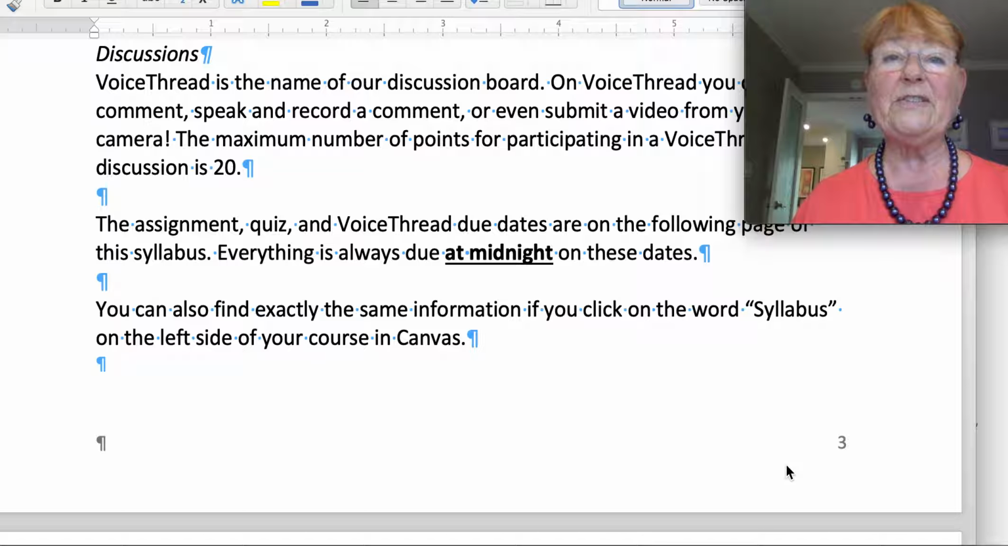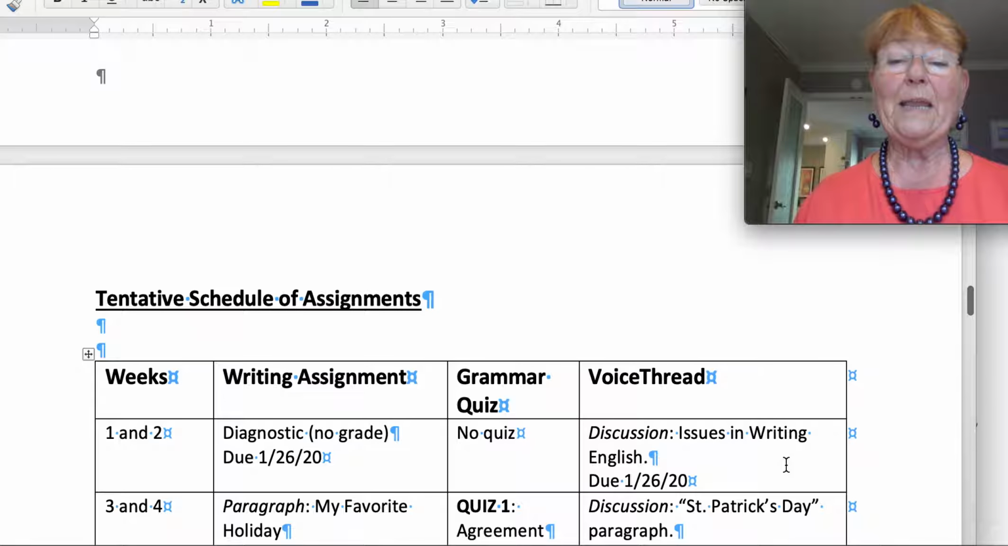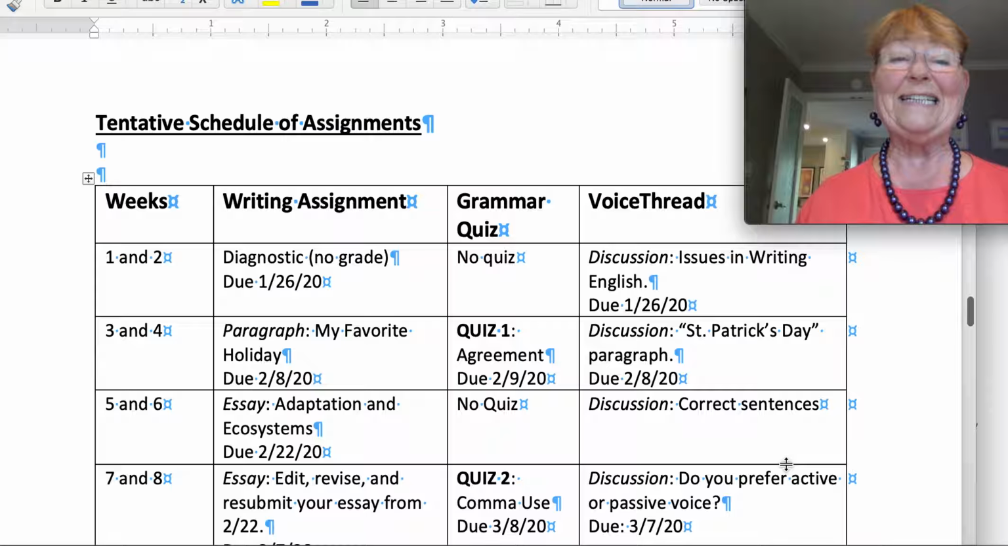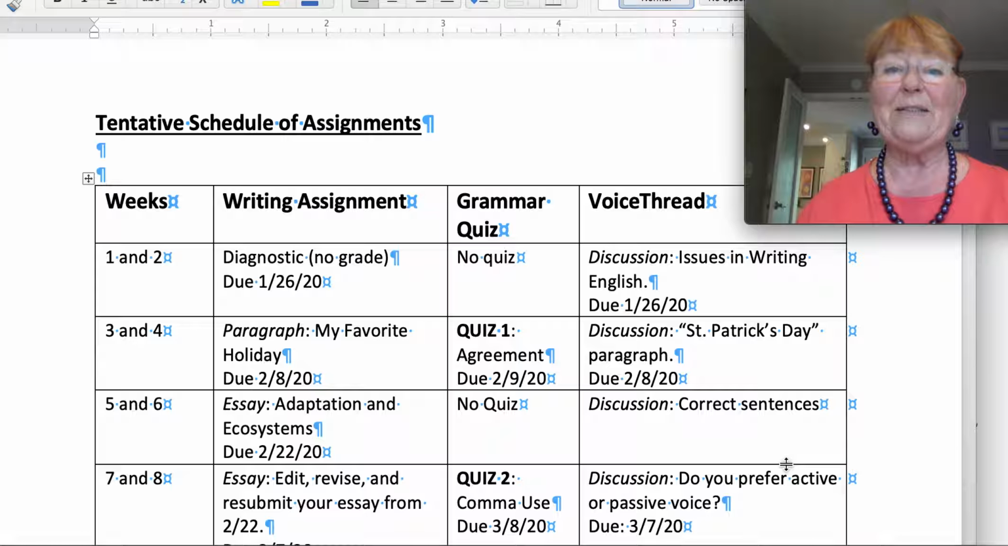You'll find all the same information in Canvas, though, if you click on the word Syllabus on the left side of your course in Canvas. Here's what we call a tentative schedule. Tentative means I'm going to allow myself the possibility of making changes. Let's say some students have extra trouble with a certain area or a certain assignment, then I'm willing to move things around a little bit. Most of the time it won't happen, but even so, you may keep that in mind that I do have the right to change it.